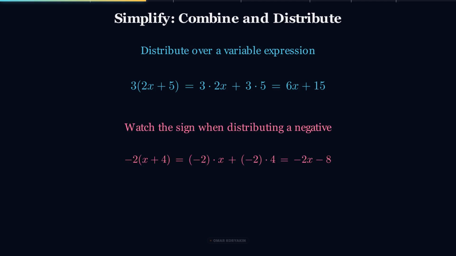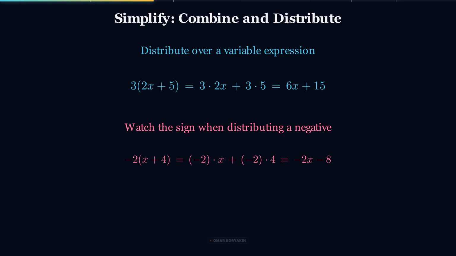An important caution: when the factor outside is negative, the negative sign distributes to every term inside. Negative 2 times the quantity x plus 4 equals negative 2 times x plus negative 2 times 4, which simplifies to negative 2x minus 8.